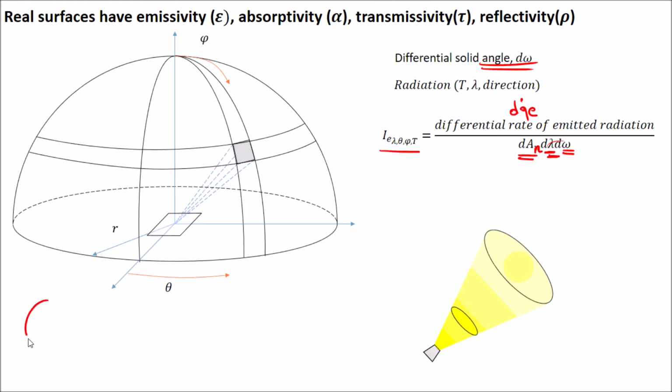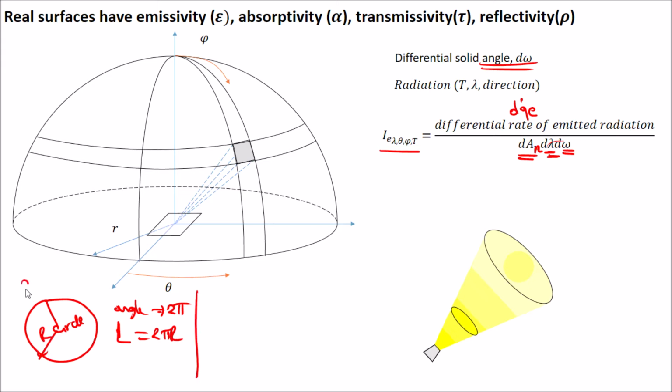In 2D, let's say that this one is a 2D circle, and it has a full angle of 2 pi. If I want to find the circumferential length of this circle, it will be 2 pi r. This one is the radius r. This one is for 2D.